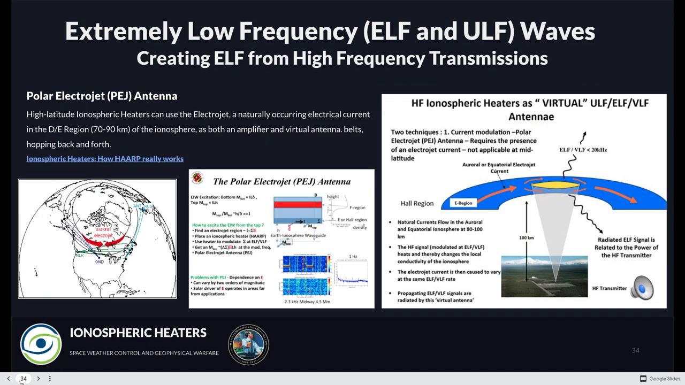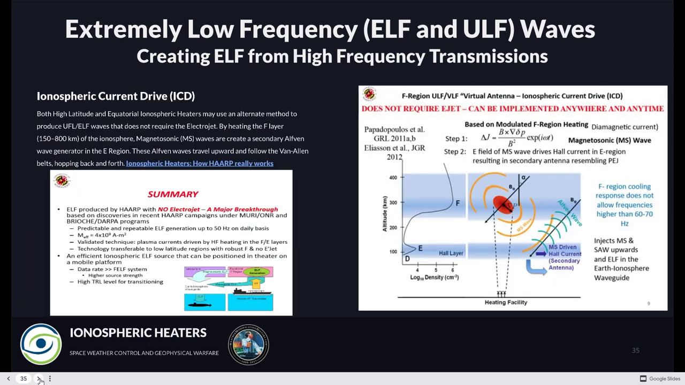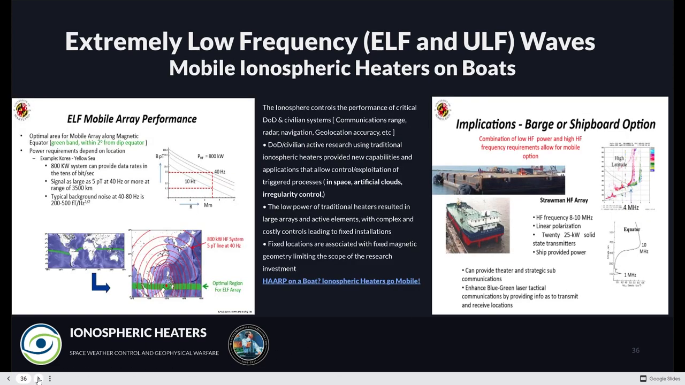Polar electrojet heating, old way. That's why HAARP was all the way up here in Alaska, because it is directly underneath the polar electrojet, and it is on a magnetic field line, which gives it some extra oomph. And then they figured out a better way to do it, where they could do it anywhere in the world. Ionospheric current drive, which doesn't even use the electrojet. They just heat a higher portion of the sky, which then sends signals down to a lower portion of the sky, which then creates the Alfvén waves and ELF and VLF.